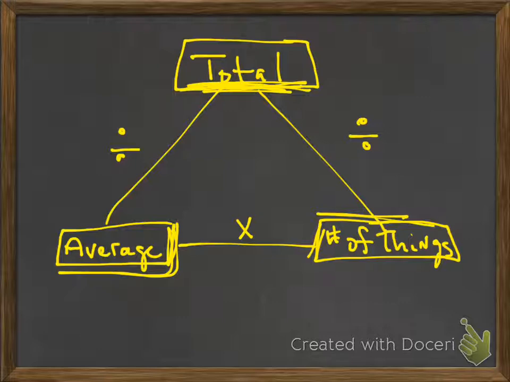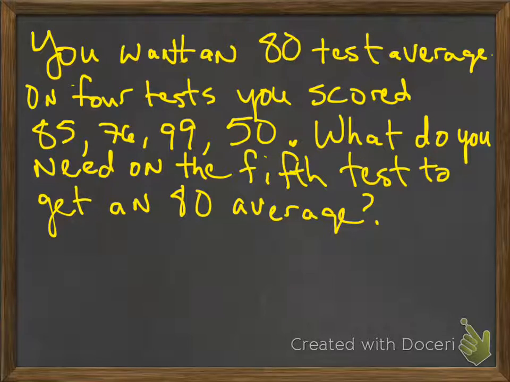Anyways, let's look at an example. You want an 80 test average on 4 tests. You scored 85, 76, 99, 50. What do you need on the 5th test to get an 80 average? Okay, so look. You're not just going to add these up and divide by 4. That gives you the current average. But what do you do to get the 80 average? What do you need to get next?